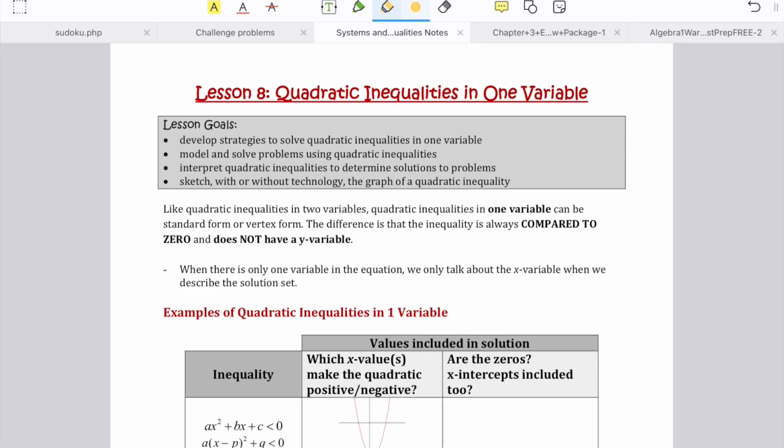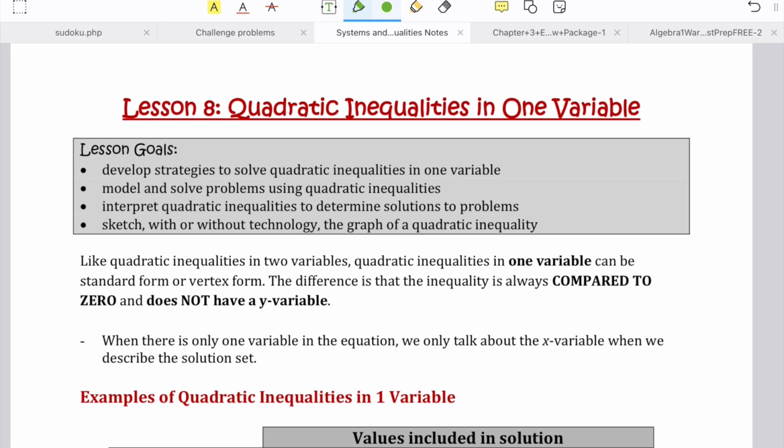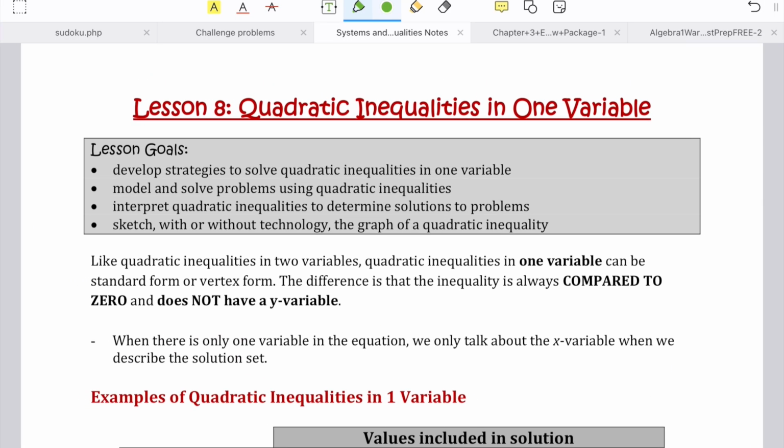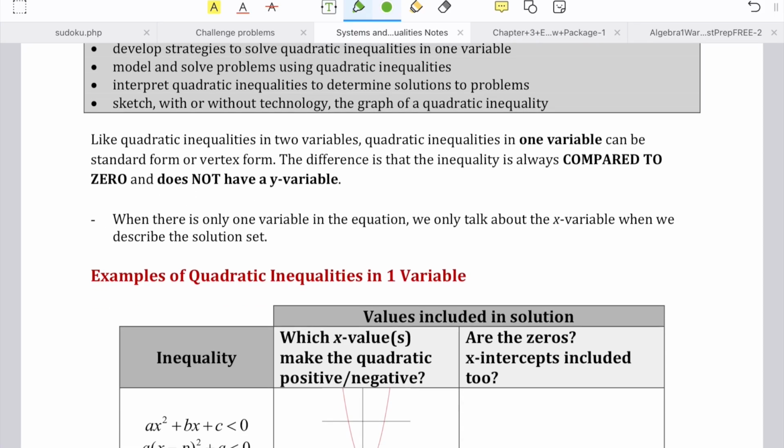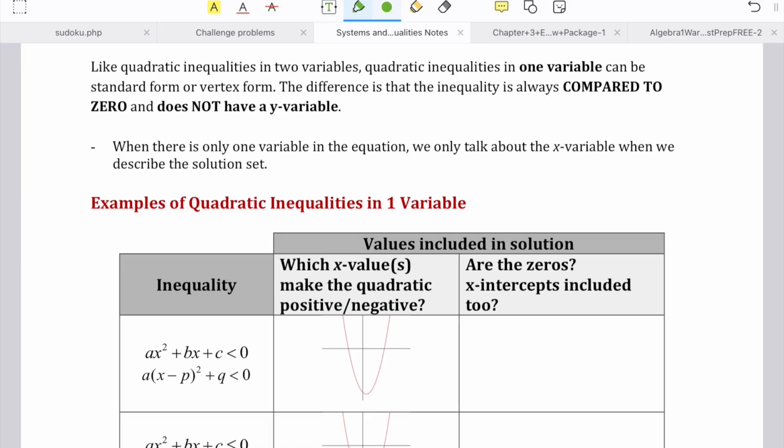Okay, so today we are going to learn about quadratic inequality in one variable. Last class was about two variables because it had x and y, and they're two different variables. Now we'll have only one variable, which is x. In two variables we compared our value with y. Since we don't have a second variable, we are going to compare our value to 0, not a y variable.